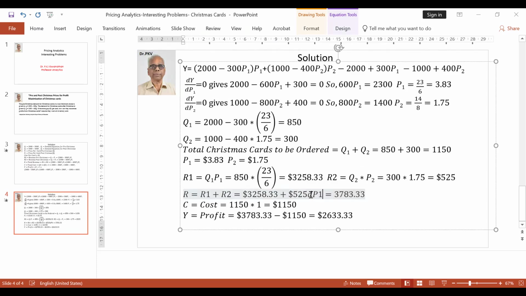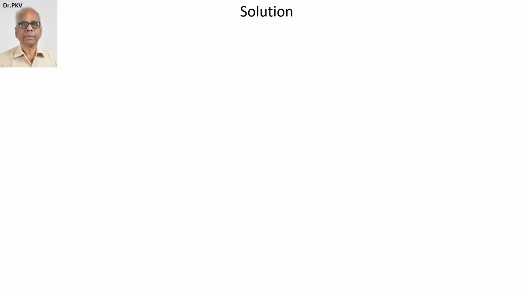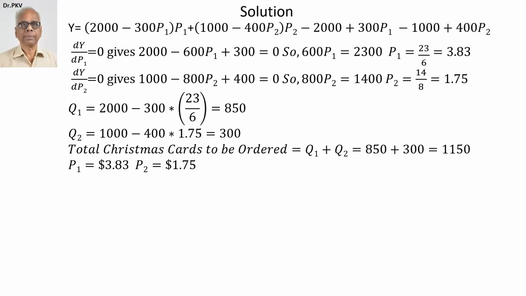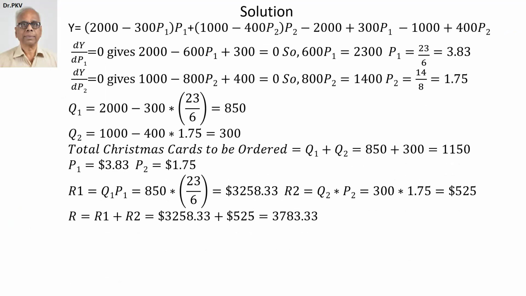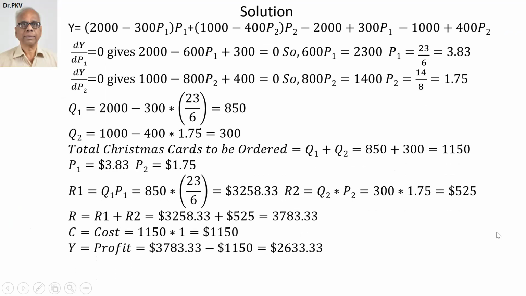So when I add this part, this will be $3783.33. 3783.33 is the total revenue, and the cost is equal to 1150 cards totally multiplied by $1, so $1,150. When I subtract, the profit will be 3783.33 minus 1150, which is equal to $2633.33. Signed, sealed, and delivered.